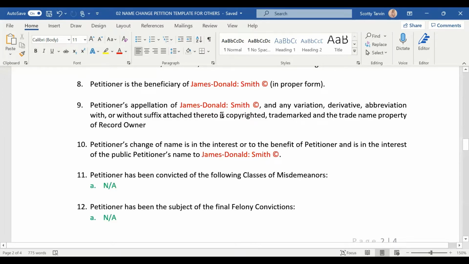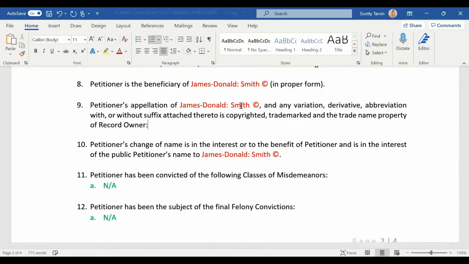Right here, I didn't do this in mine. This is all some new stuff that I've added to this. And as I learn and do more processes and figure out, oh, hey, I need more protection, or I could have done this, could have done that. Here it is. You've got a judge signing off that it's copyright, trademark, trade name. You can even put record owner.